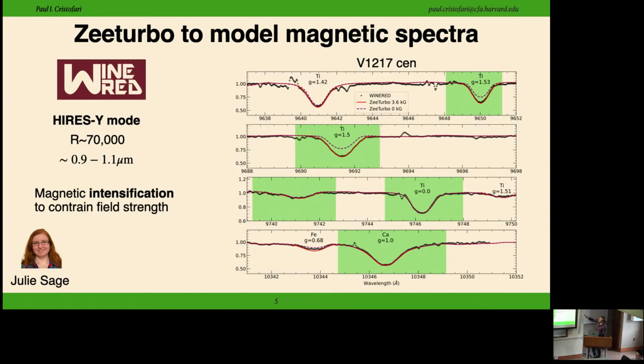So you have an example here for this star where you can see in black the spectrum of the star, and you have in purple dashed the line that represents the model with no magnetic field, and the red line is the model with magnetic field. And again, because we have some lines that are not sensitive to magnetic fields, and some lines that are very sensitive to magnetic fields, we actually can see the intensification effects and quantify the magnetic field strength at the surface of these stars.